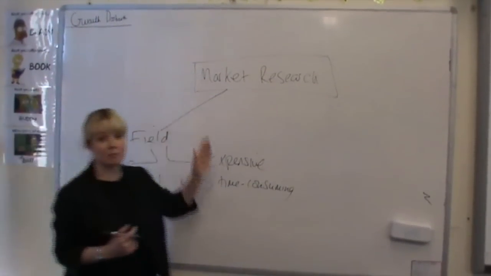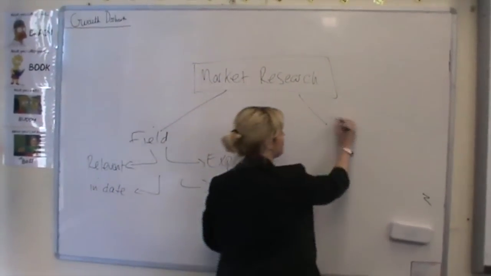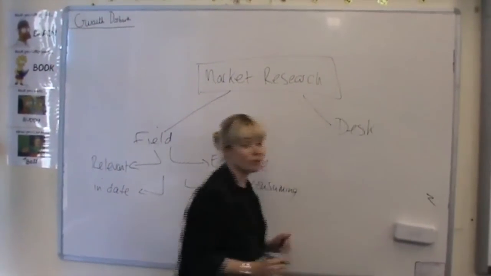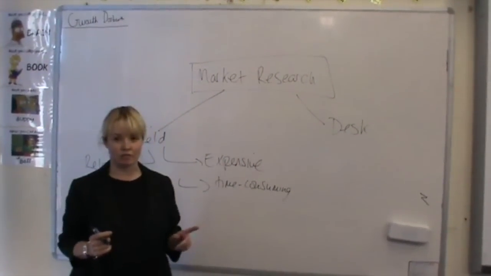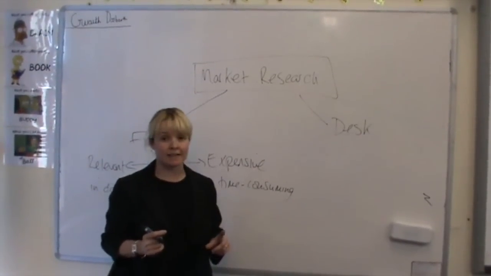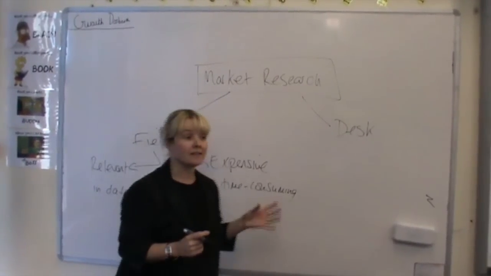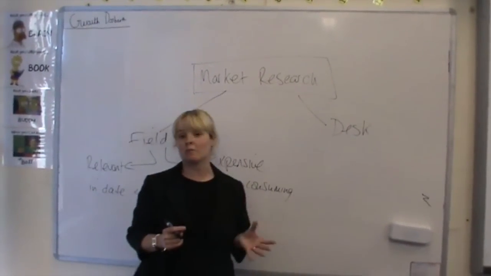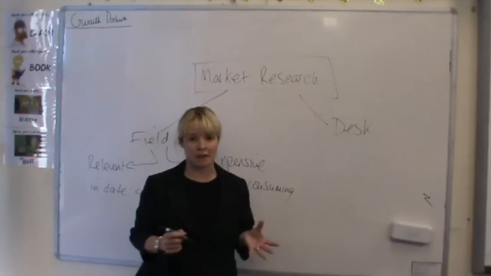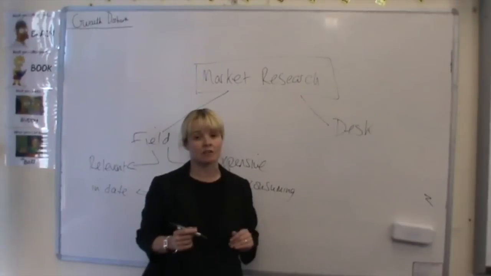The second type of market research that a business can do is called desk research. We also know it as secondary research. This is research that has already been collected by somebody else for a different purpose. An example of that might be government statistics, looking at newspaper articles, reading business reports. All of those are examples of secondary research.